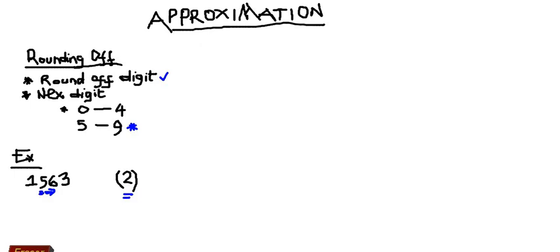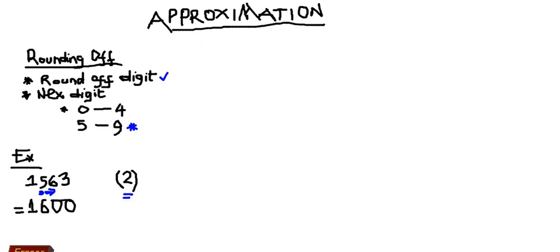So 5 plus 1 is 6, and the rest of the digits we replace with zeros. So when we have a number like 1563, we can approximate that this number is 1600.